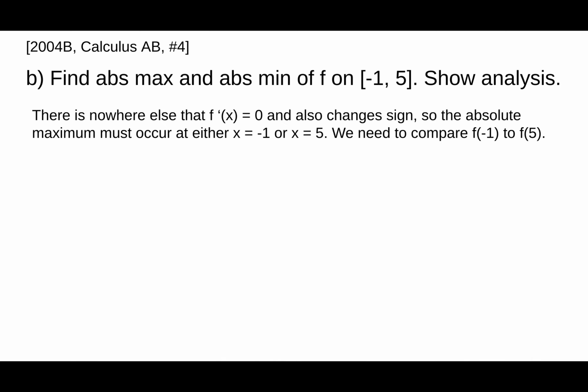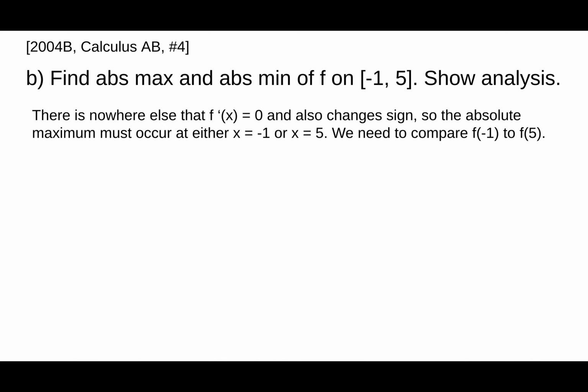All right. There's nowhere else where f prime of x is equal to 0 and also changes sign. So the absolute maximum must occur at either -1 or 5. It can't happen anywhere in the middle. The only place in the middle where f prime was negative was the minimum, so there's not going to be another one. There's not going to be a maximum anywhere in the middle. We don't have the required derivative property there.